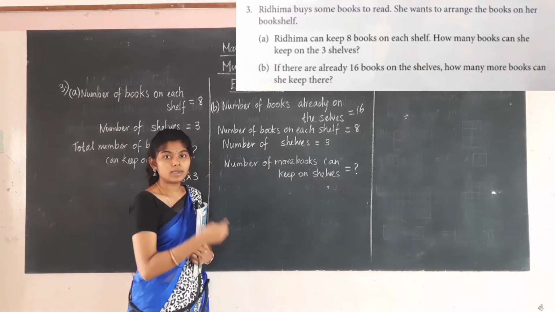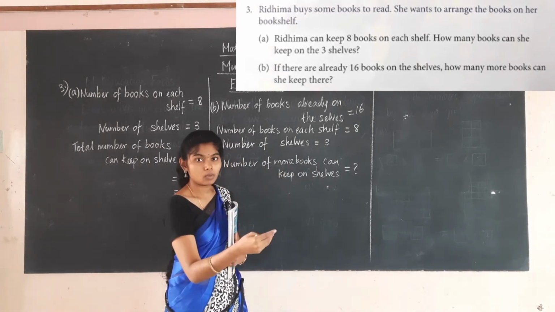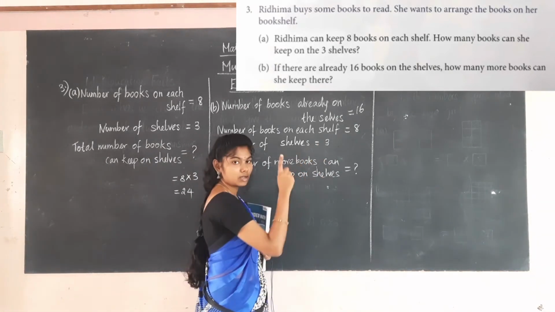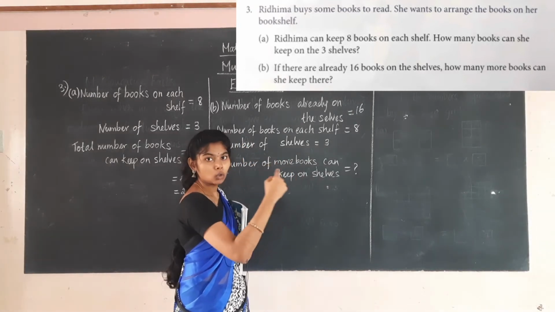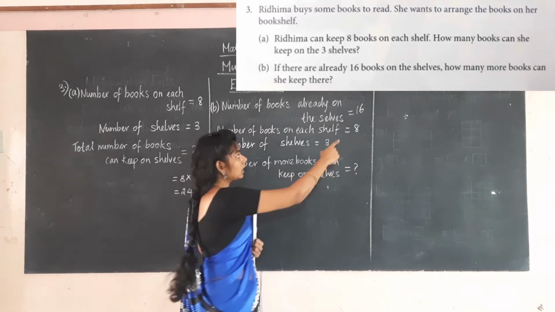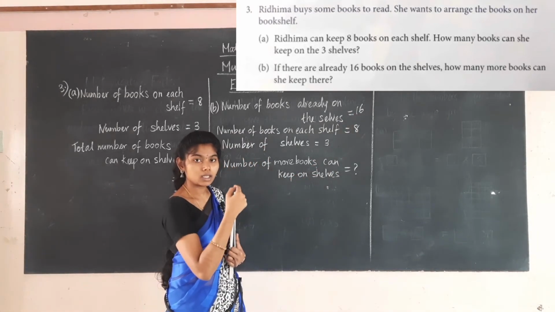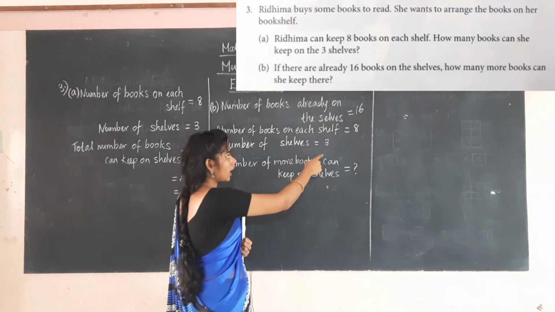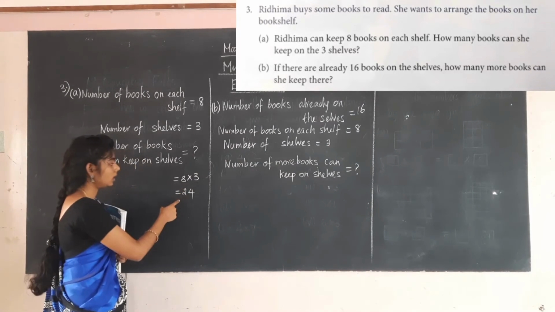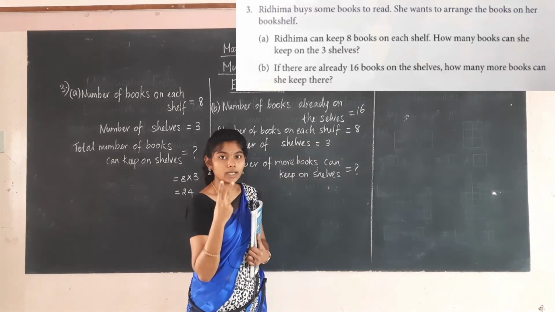To find this, we can say the table of 3, or you can say the table of 8. Here there are 3 shelves, right? So we say the 8 table: 1 8 is 8, 2 8s are 16, and here comes 16. And then the next is 3 8s. So 3 8s are 24. Here it is 16, which is 2 shelves only filled.